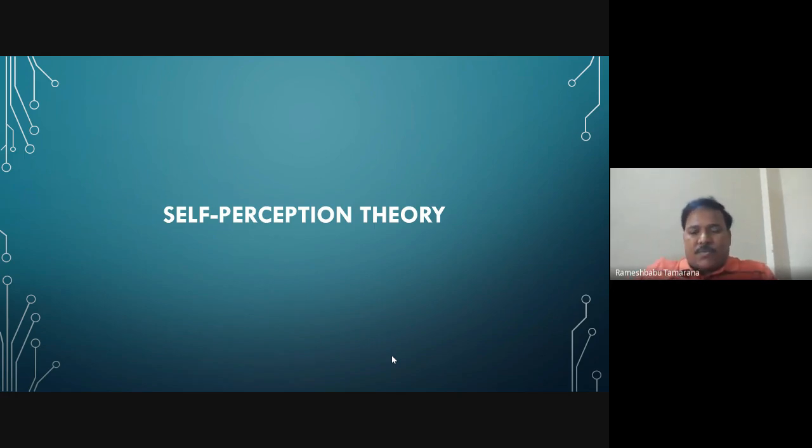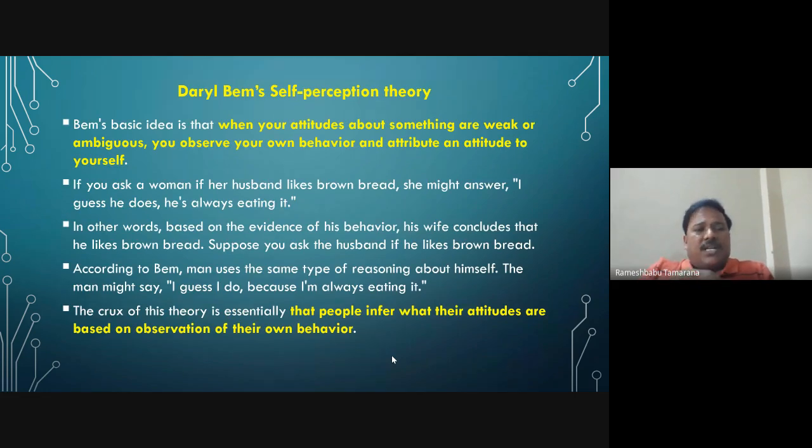The self perception theory was given by Daryl Bem. Bem's basic idea is that when your attitudes about something are weak or ambiguous, you observe your own behavior and attribute an attitude to yourself. Say, for example, if you ask a woman if her husband likes a particular food, like brown bread, she might answer, "I guess he does because he's always eating it."